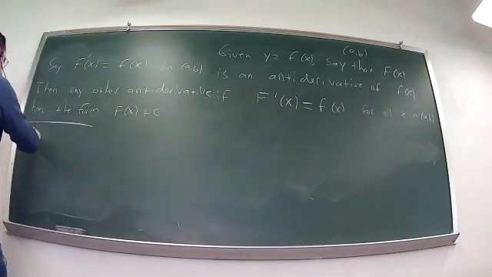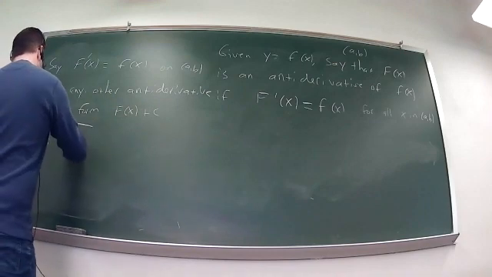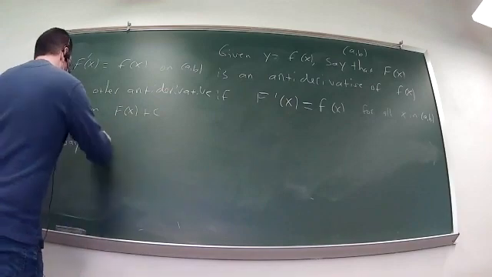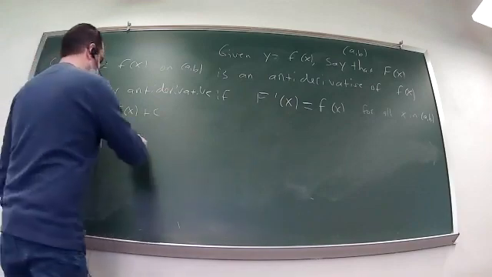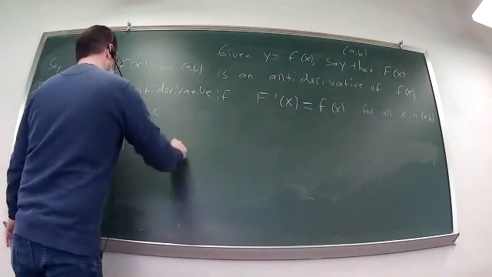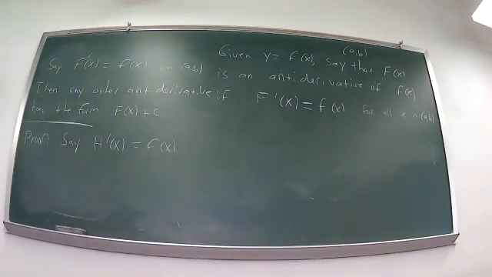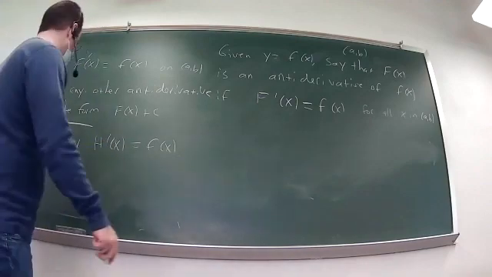And I can actually prove this for you. Let's say that I've got some other antiderivative, call it h. So h prime is also equal to little f. That's what antiderivative means. When you take the derivative, you get back to what you started.